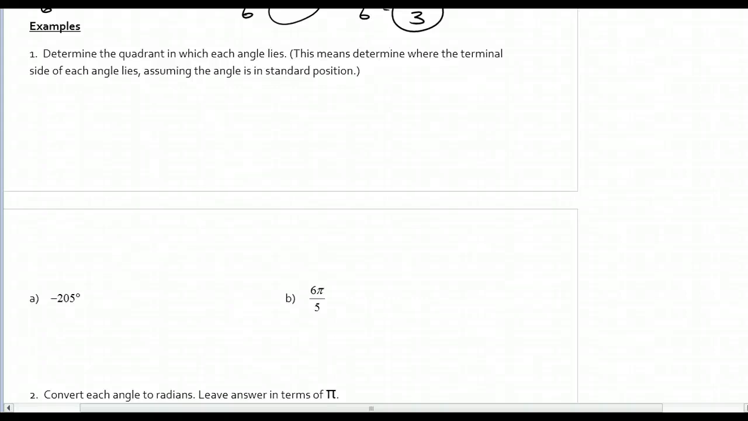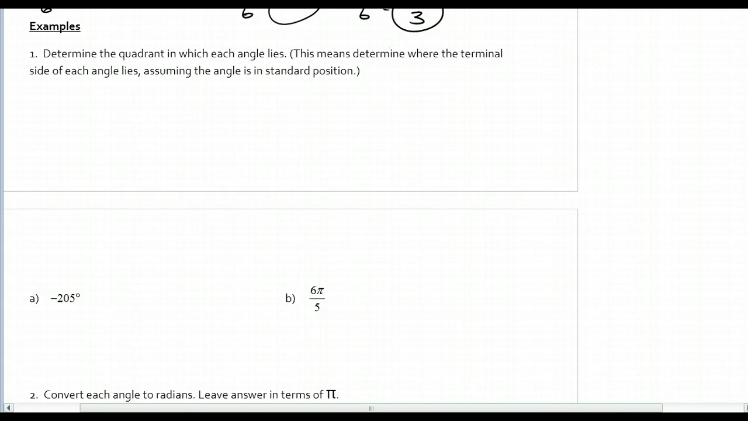This is Mr. Martin, and these are the second part of the notes for Section 4.1, Day 1. So Section 4.1, Day 1, Part 2. We're going to look at a few examples now. So for the first examples, we want to determine the quadrant in which each angle lies.